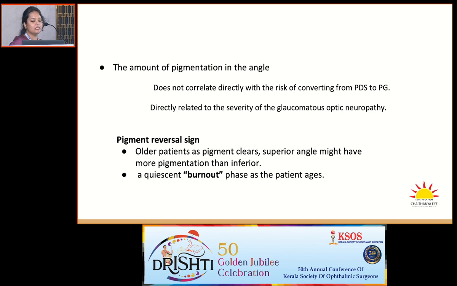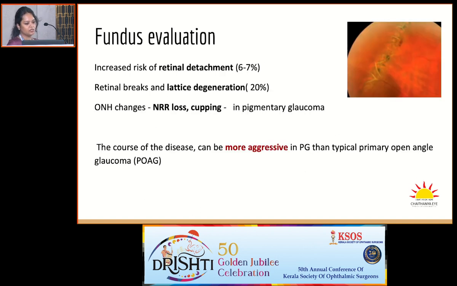Pigment reversal sign is seen with aging. In older patients, as the pigment clears, the superior angle might have more pigmentation than the inferior. The reverse is usually normal, but this occurs in older patients. A quiescent or burnout phase occurs as the patient ages.